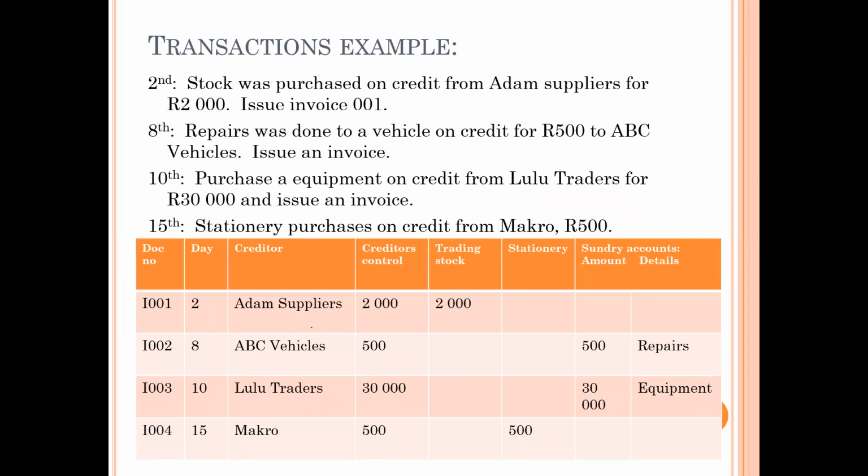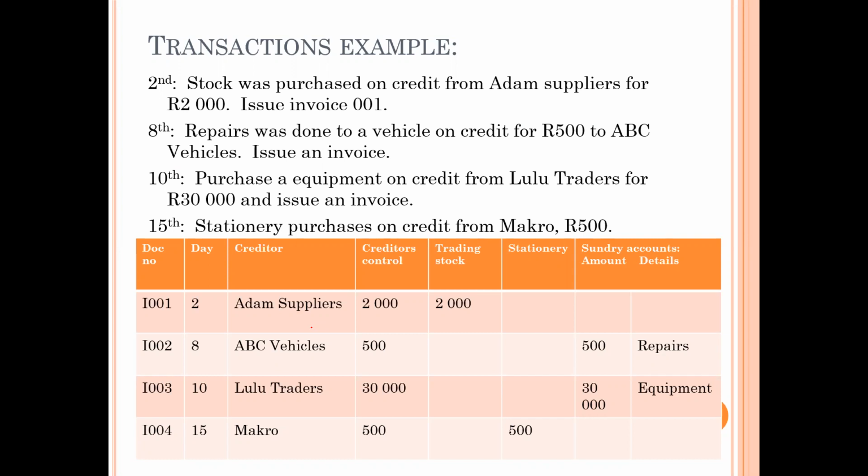Right, so there I'm going to give you a few transactions. Let's look, there's one on the 2nd, on the 8th, the 10th, and the 15th. And we're going to look at those transactions and how you're going to write them into the Creditors Journal, regarding the entering of it. Let's take the first transaction that is on the 2nd.